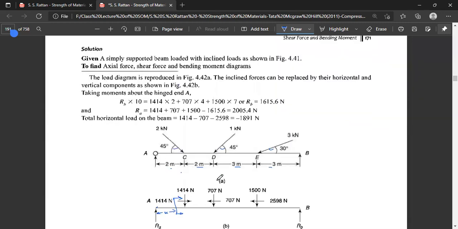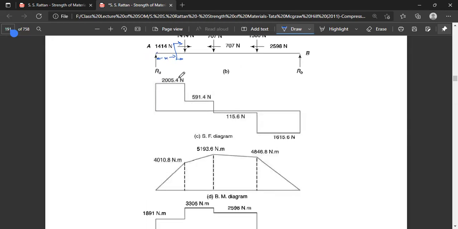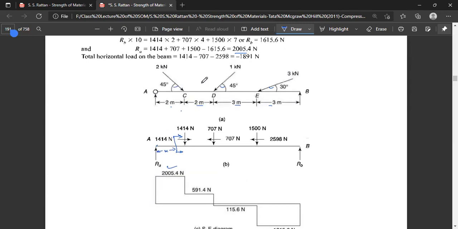AC. That is only RA, 2005.4. That is only the vertical force acting over this direction. So the shear force is 2005.4 up to the end, that is B, that is C. Next, after the point C, we have to take the section X here.